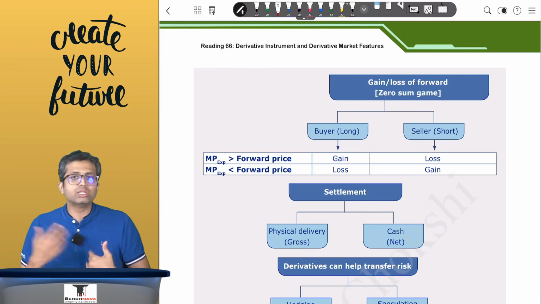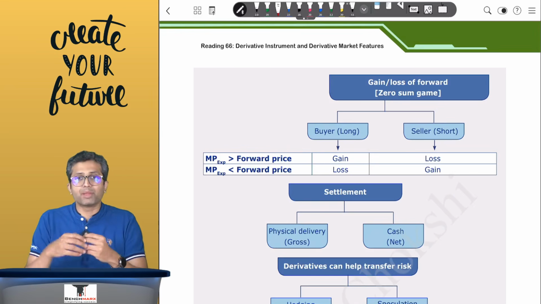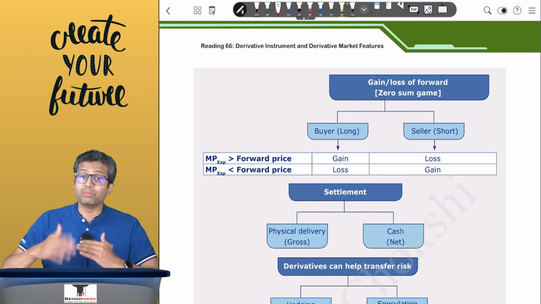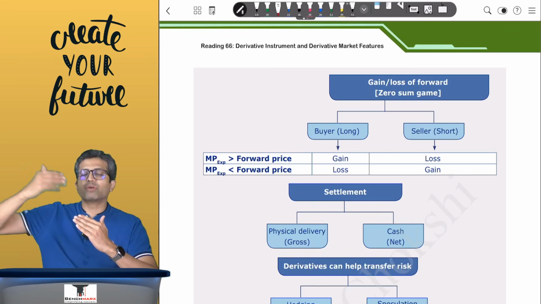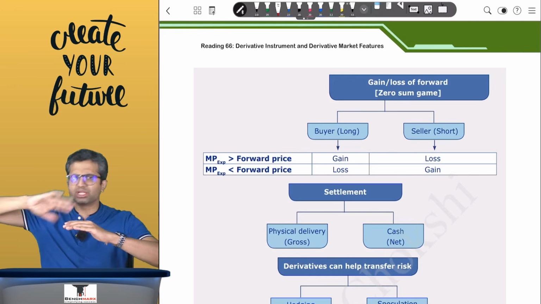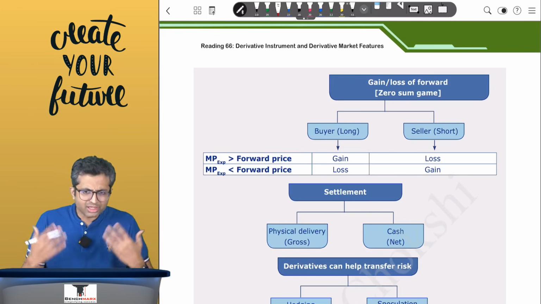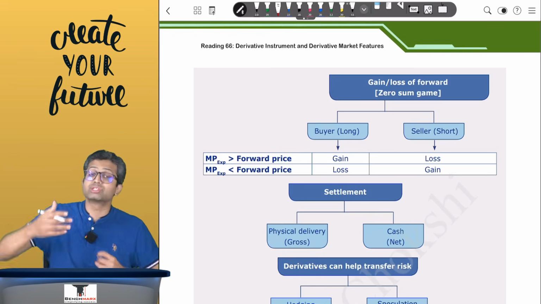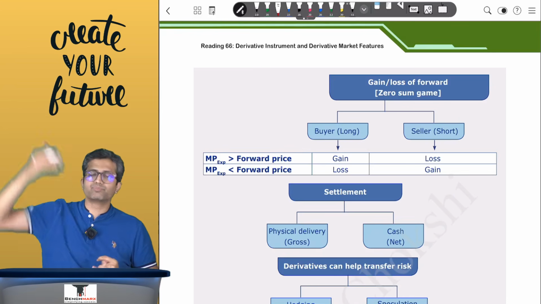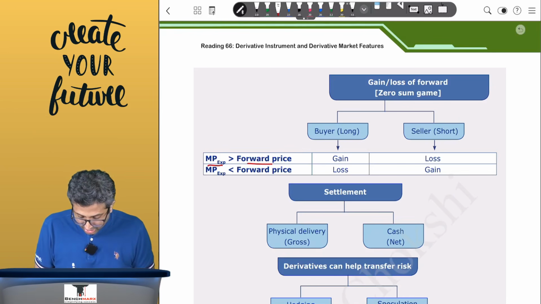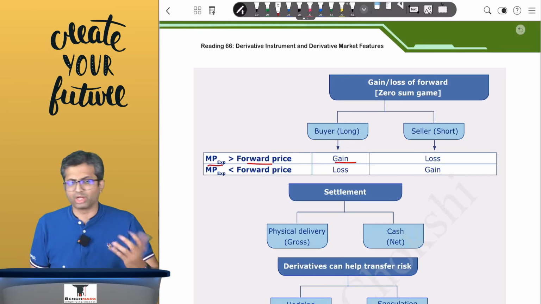Now, when will these buyers make a profit? So if I'm buying the dollars under the forward contract, I will make a profit if the rate of the dollar increases. My exercise price is 80 and the rate goes above 80, then there is a gain. However, if the rate falls, well, there is a loss. Buyer is having a bullish position and hence they will make a profit if the underlying increases. So if the market price is greater than the forward price, then there will be a gain. Otherwise, there will be a loss.